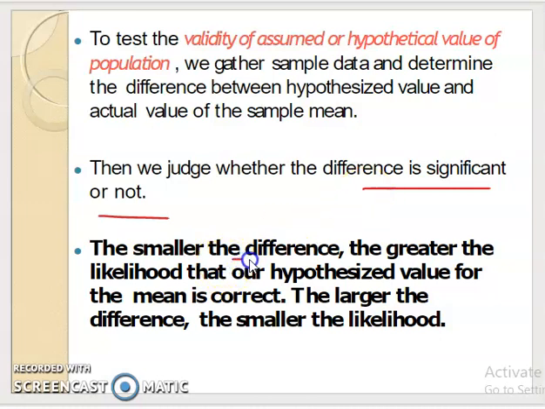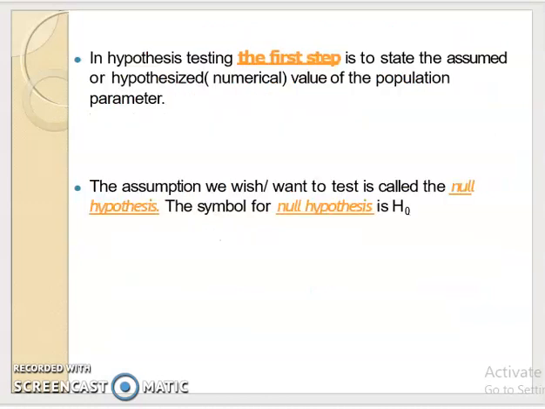So the smaller the difference, the greater the likelihood that our hypothesis value for the mean is correct, and the larger the difference, the smaller the likelihood. So if the difference is small, then we just accept it, and if it is a larger difference, then we will be rejecting the hypothesis.